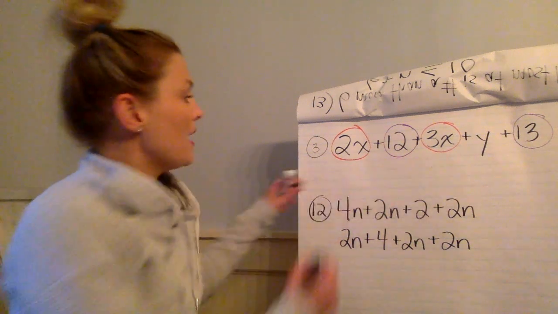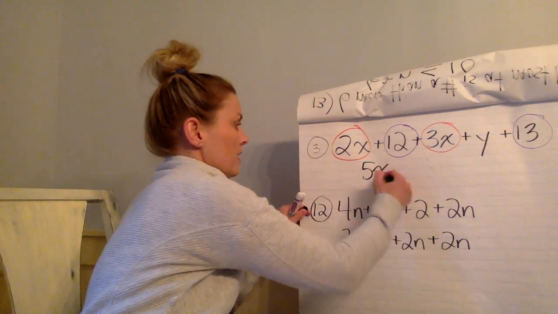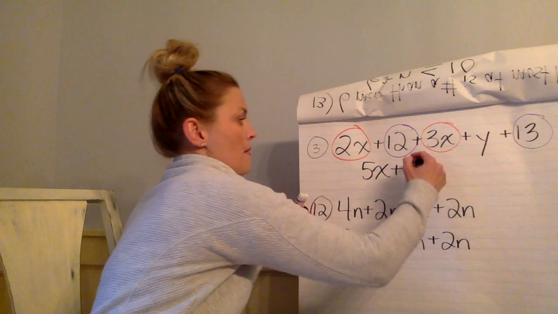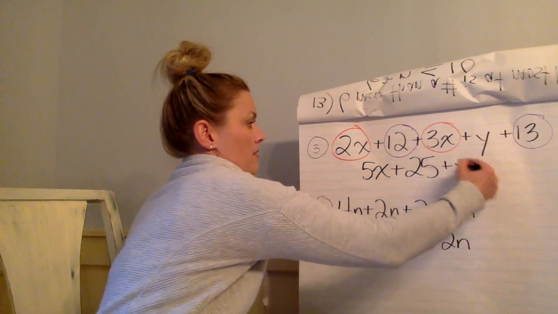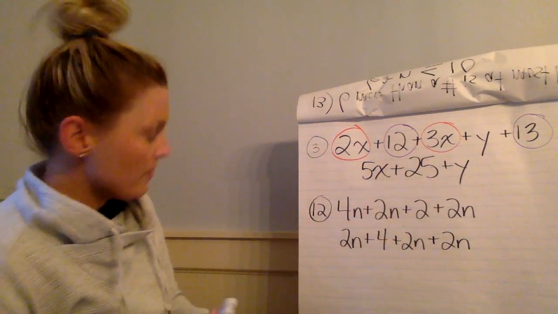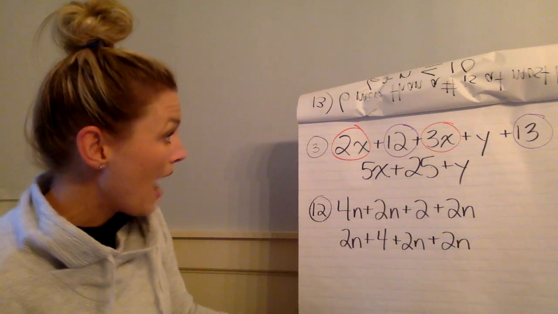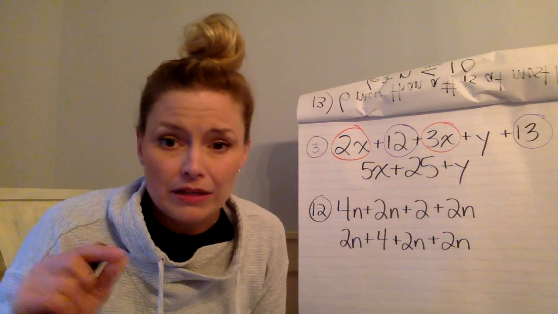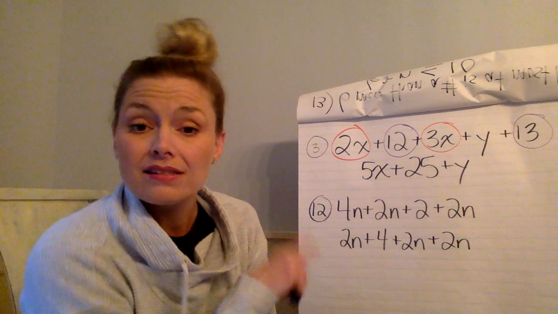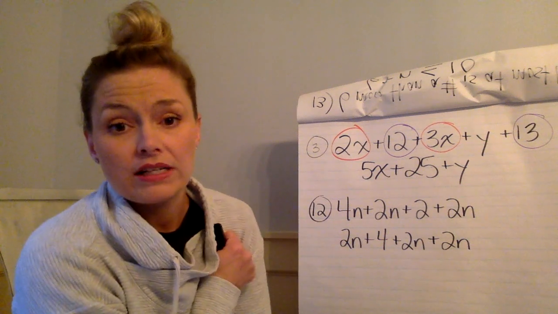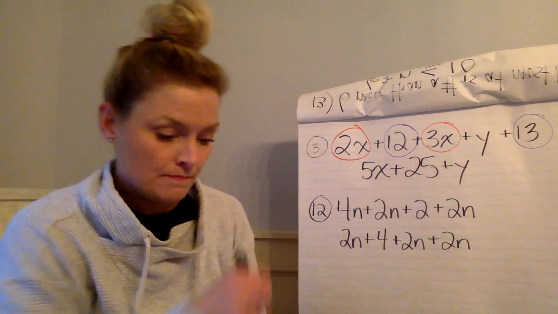So if we were to combine our x's, if we were to combine our numbers, and then there's our y. Okay, so 5x plus 25 plus y. The order itself doesn't necessarily matter. We're adding. So that's letter D. That would be your correct answer for number 3.